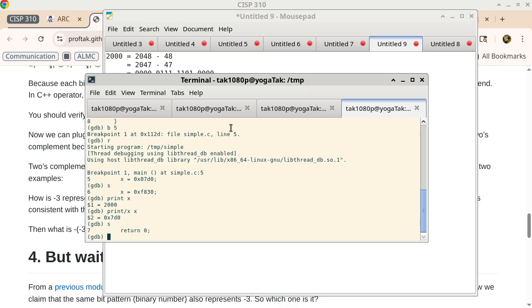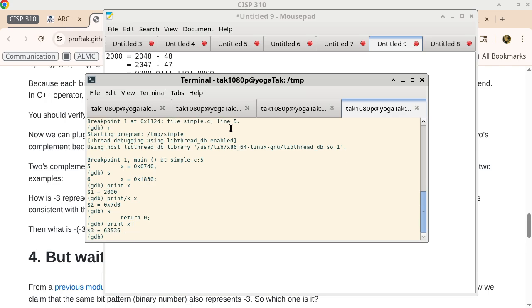All right, so single step one more time, and now x is supposed to be negative 2000 because I just gave it the hexadecimal representation of the binary number that we just worked out. So if I say print x right now, it should say negative 2000. Oops, what?